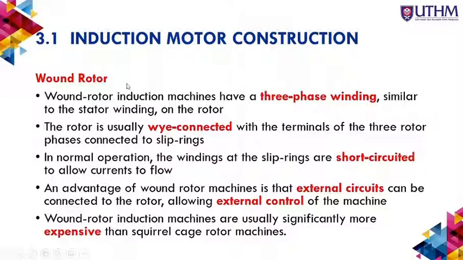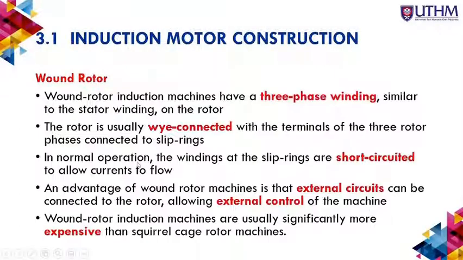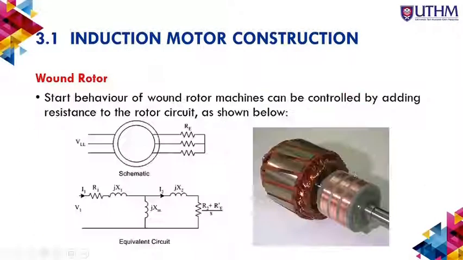Okay, so wound rotor induction machine have a three-phase winding. Dia ada three-phase winding similar with the stator winding on the rotor. So kat stator pun ada, dekat rotor pun ada juga three-phase winding. So the rotor is usually Y connected with the terminal of the three rotor phases connected to the slip rings. So ni kawasan slip ring lah, kawasan ni.